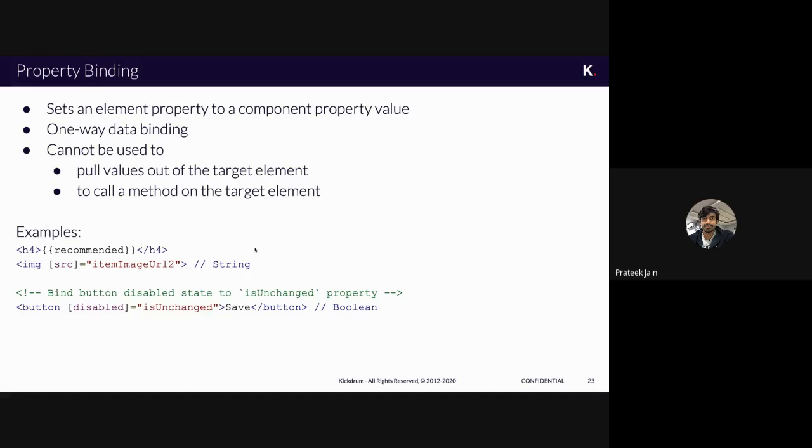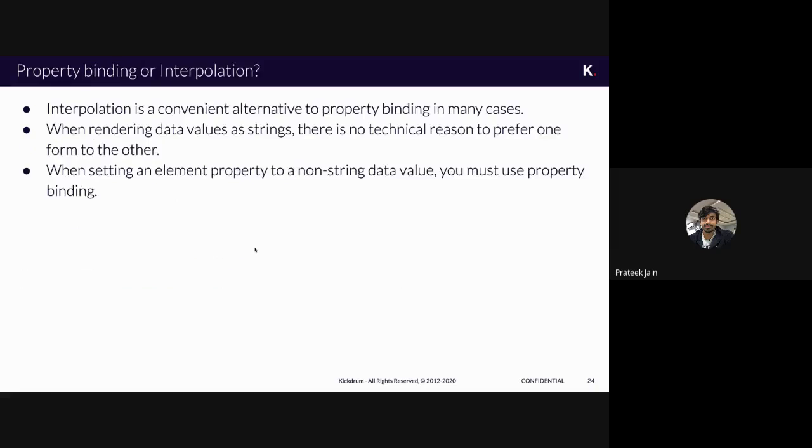So the major difference between property binding and interpolation is, interpolation always deals with strings. In other words, whenever you are evaluating an expression using interpolation, the output which you will get is always going to be a string. And with property binding, it maintains the data type of the variable.